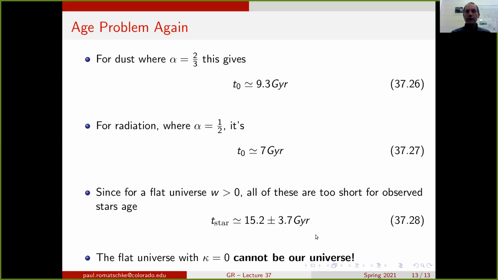So the upshot of this is that a flat universe where kappa is 0 may be a theorist's universe, but it most likely is not our universe because the age of the universe doesn't match the observation for stars. So this clearly points to us having to go back and find other solutions for the scale factor that allow different scenarios than the flat universe, which we'll do in the upcoming lectures.